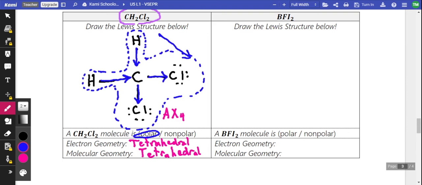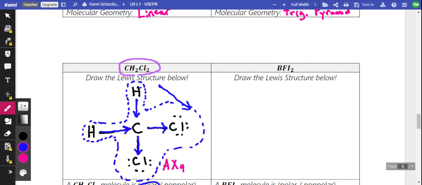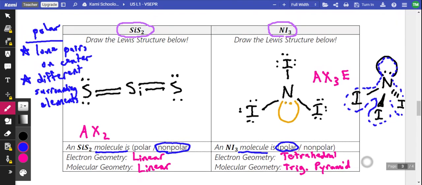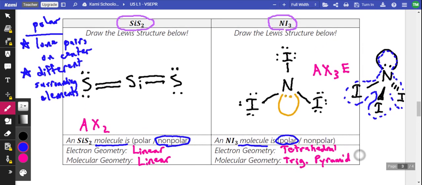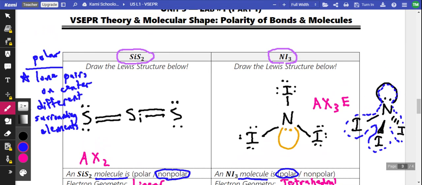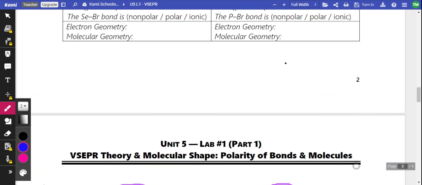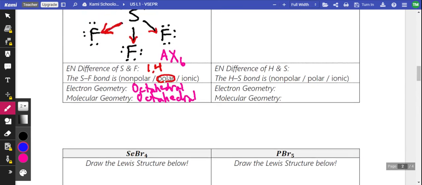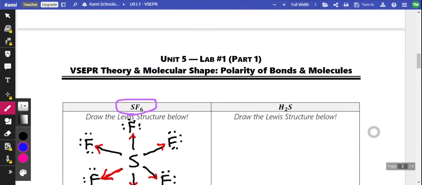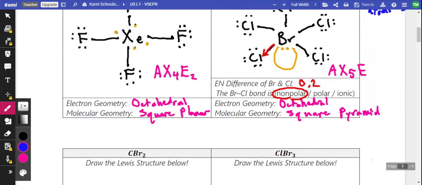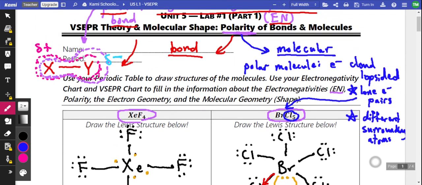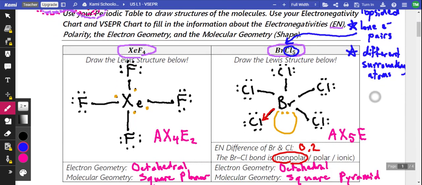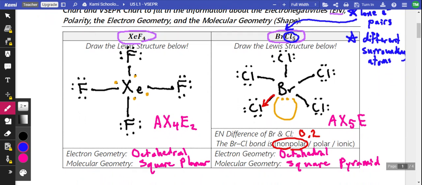Okay, so the rest of these examples kind of fall in the same suit as that. One more helpful tip: you are not going to end up with the same molecular and electron geometry combination on any of these. In other words, you're going to have a different AX code for each one of these. So if you end up with two molecules that have the same AX code, double check your work and make sure you're prioritizing the happiness of the surrounding atoms over the happiness of the center atom.